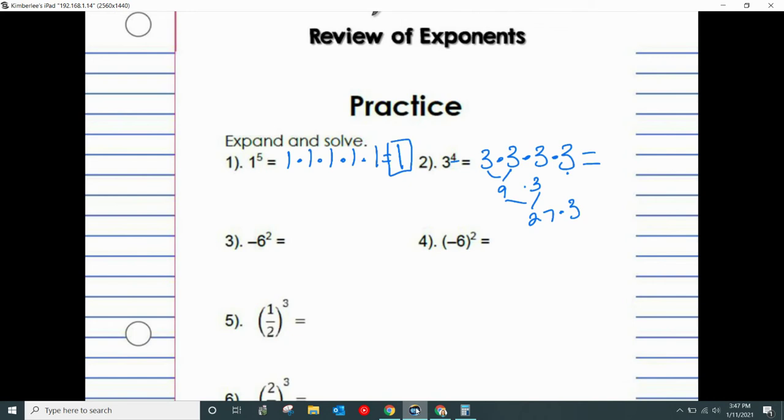So this actually equals 81. I'm going to erase this over here because I don't want you to get confused with the next problem. Okay, so let's work a couple more together. What is negative 6 squared?